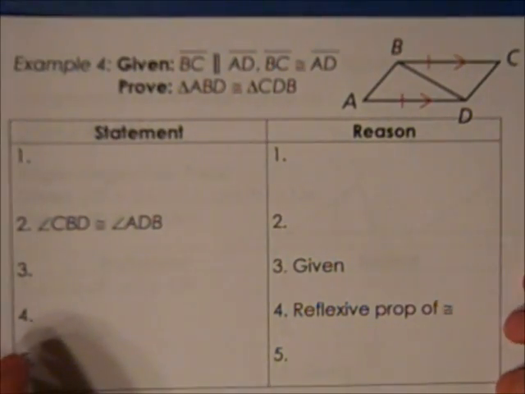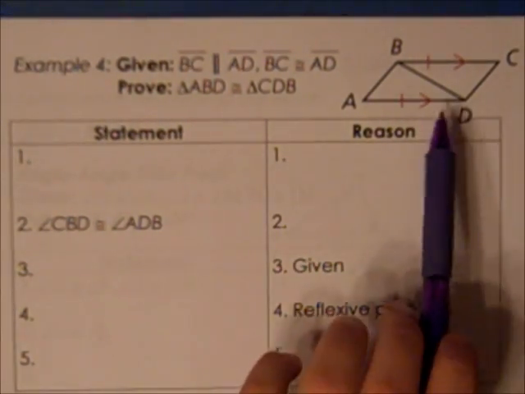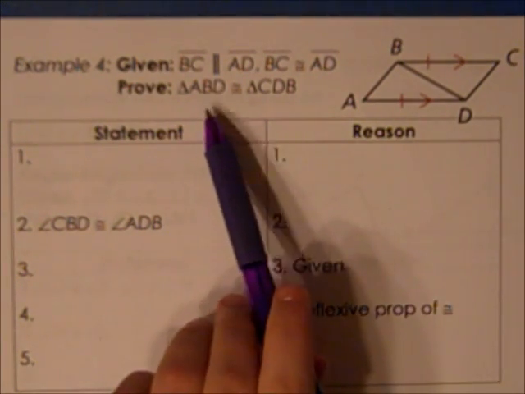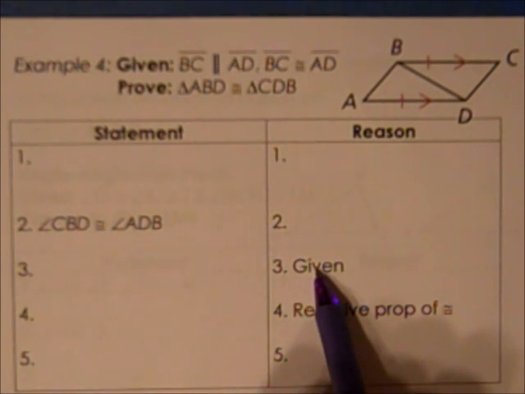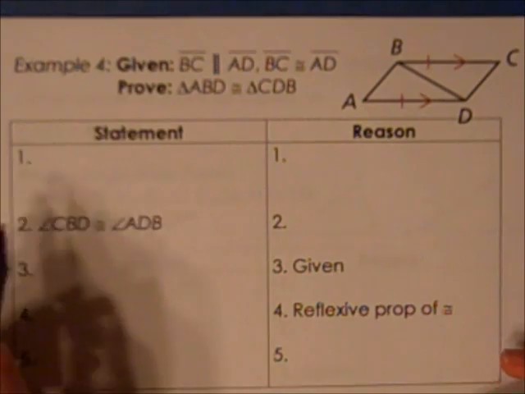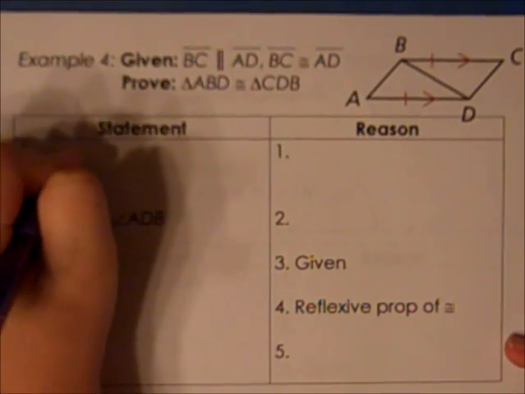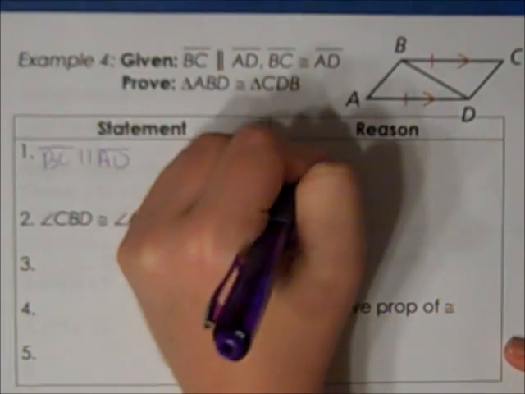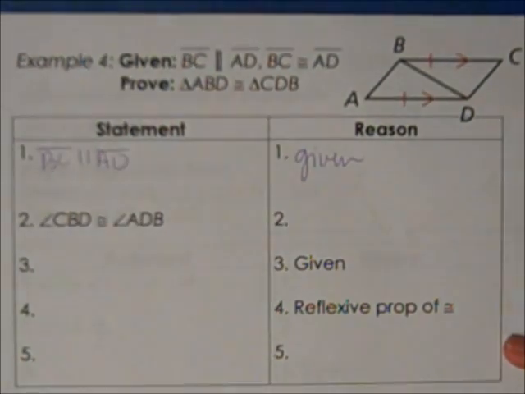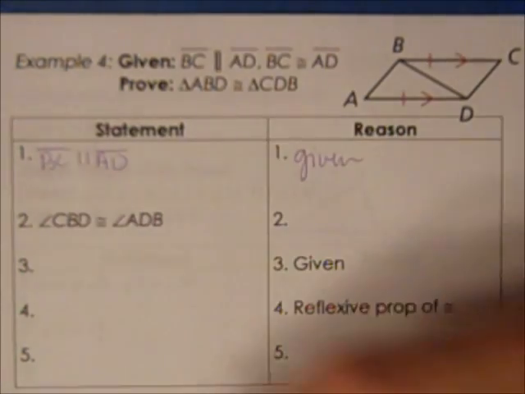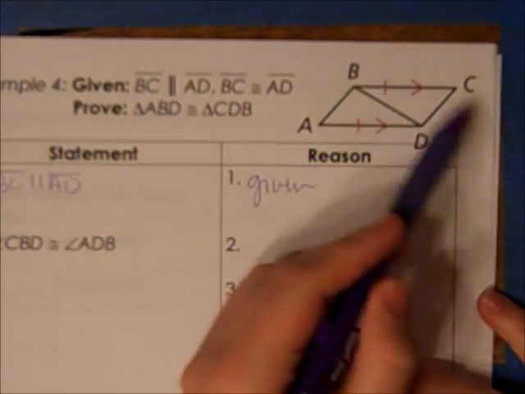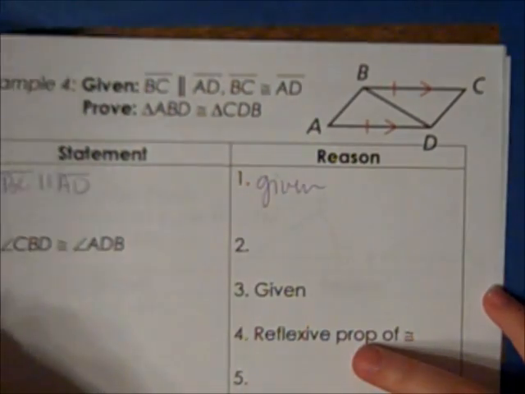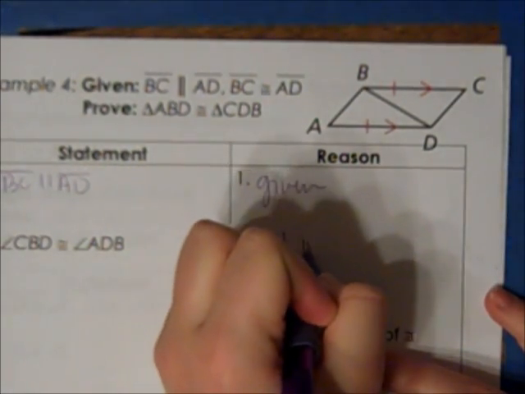Alright, given that BC is parallel to AD and BC is also equal to AD, prove that triangle ABD is congruent to triangle CBD. So as I look through here, I can see there's another given going on later, so I know that I want to split up my givens. I'm going to start with BC is parallel to AD. Now, as we discussed in class a couple days ago, if you're going from parallel and you're going to start talking about angles, you're probably looking at alternate interior, alternate exterior, or corresponding, and 9 times out of 10, when it is a parallelogram or a rectangle or some kind of figure like this, it's going to be alternate interior angles.